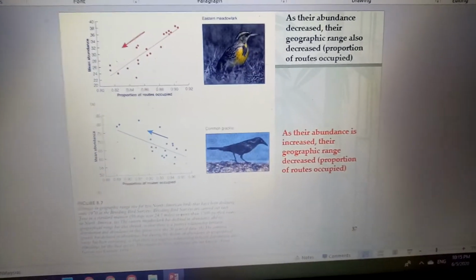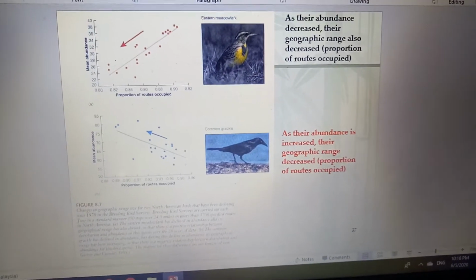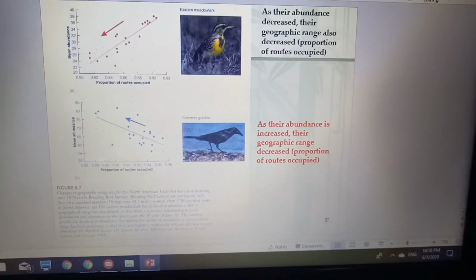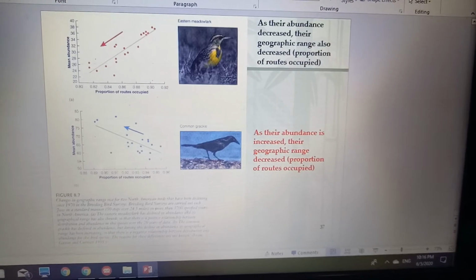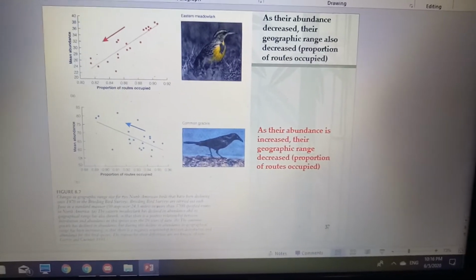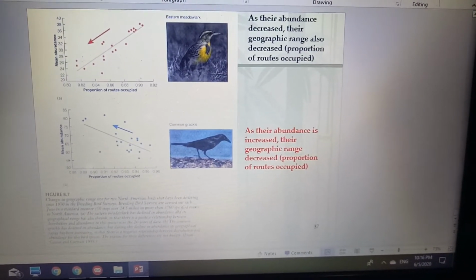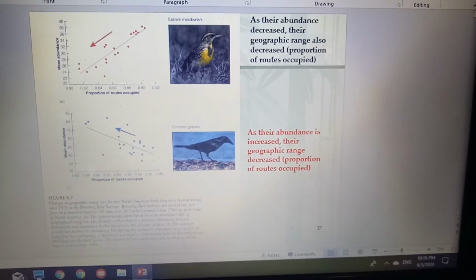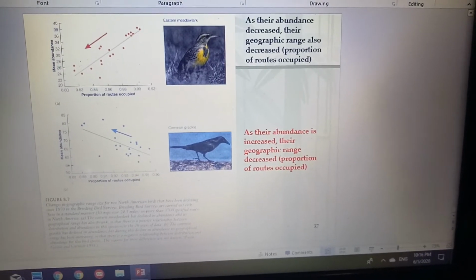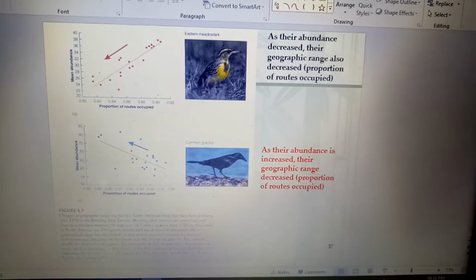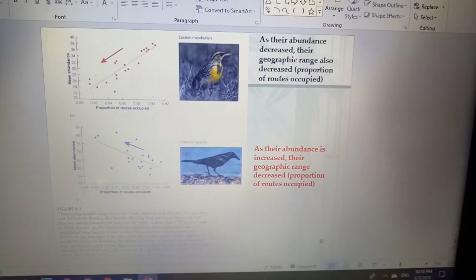This is what I told you before, two types of birds here. The blue ones are decreasing and the red ones are increasing. For the blue ones, as their abundance decreases, their geographic range also decreases. The proportion of routes occupied: for the red ones, as their abundance increases, their geographic range increases. So populations and routes occupied, just take a look at the arrow. They will decrease and increase.